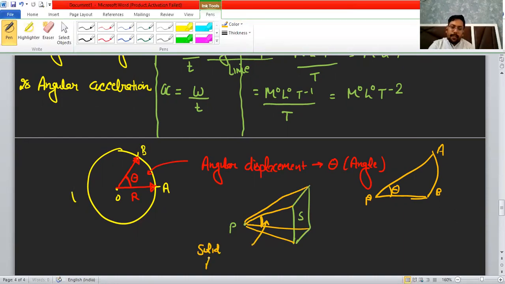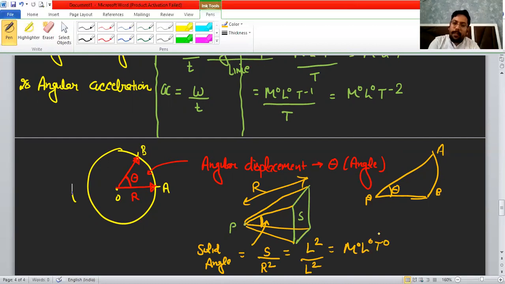Now this solid angle is the ratio of surface area to the distance square, radius square, this distance r square. So S is area, its dimension will be L square, r square will also be L square. So we again get M0, L0, T0. So solid angle and the plane angle both are dimensionless quantities.